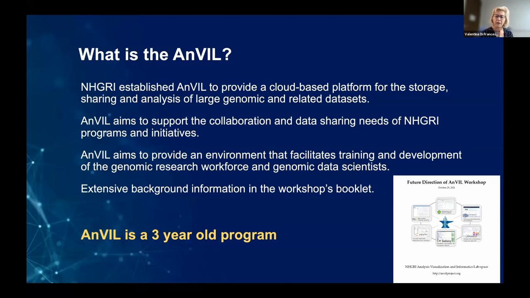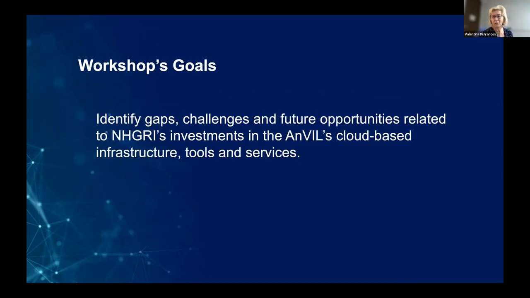and in spite of being only 3 years old, I think that NHGRI is very pleased with all the accomplishments and all the progress that has been made for the past few years. However, we all know that there is still a long way to go in a number of activities. And in particular, the reason why we want to host this workshop is because we wanted to hear from the community about potential gaps and challenges and future opportunities related to the NHGRI investments in the AnVIL cloud-based infrastructure, tools, and services.